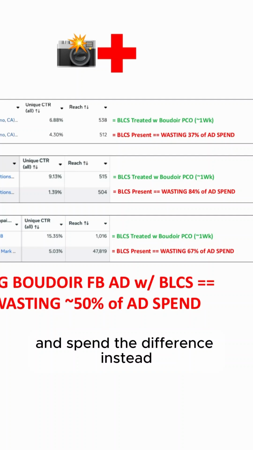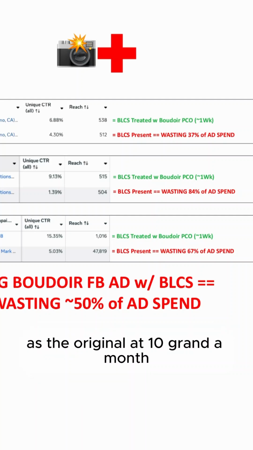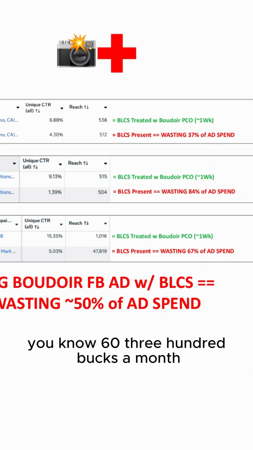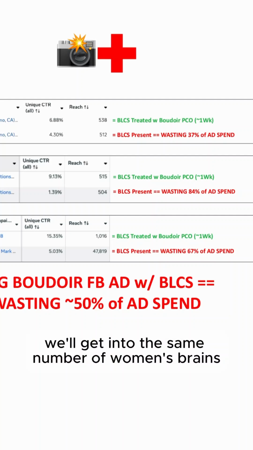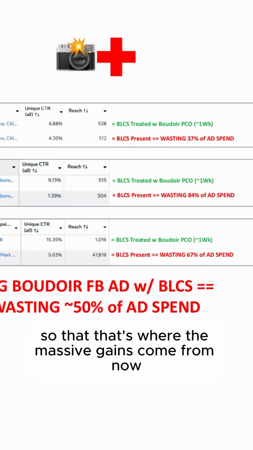So what we can do is we can eliminate that waste by using the Boudoir Pico treated ad and spend the difference instead, and get our ad into the same number of women's brains as the original at 10 grand a month. So Boudoir Pico at, what would this be, $6,300 a month, will get into the same number of women's brains as the original at 10 grand a month. So that's where the massive gains come from.